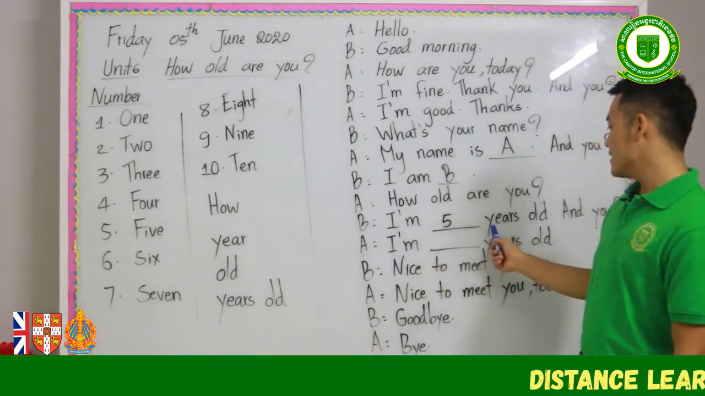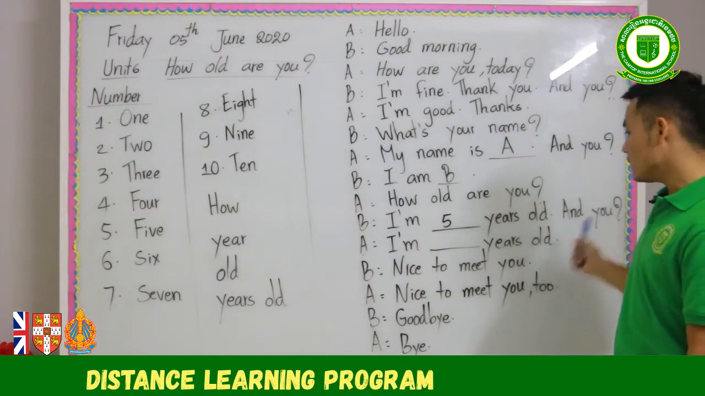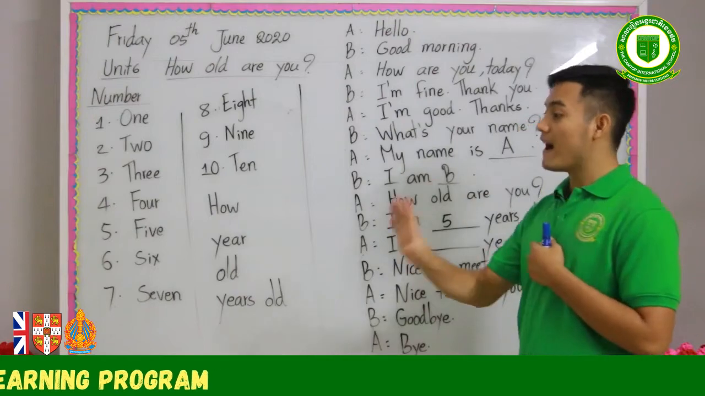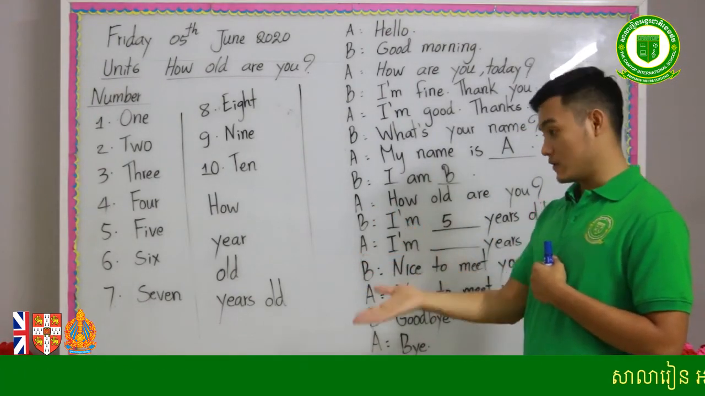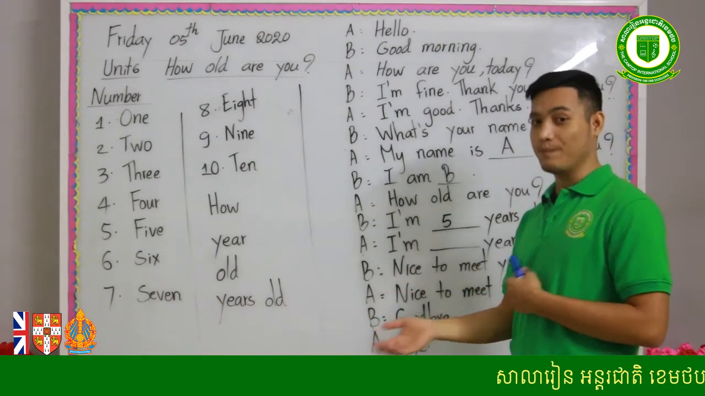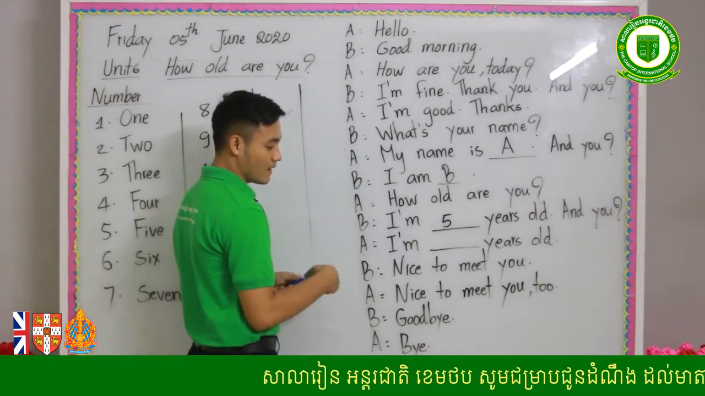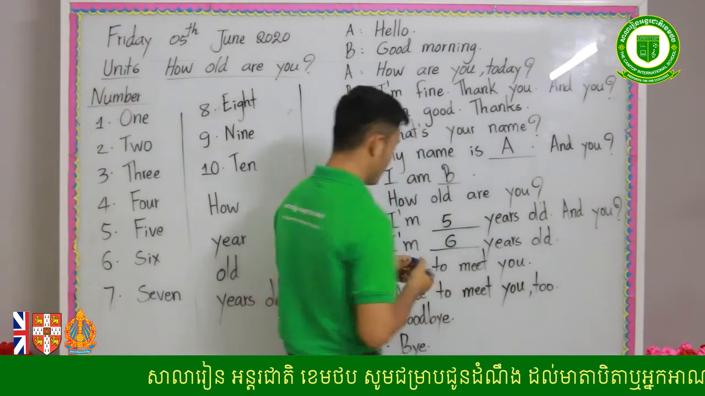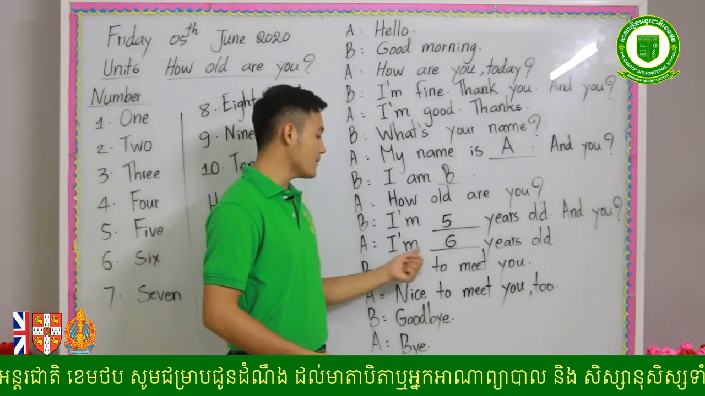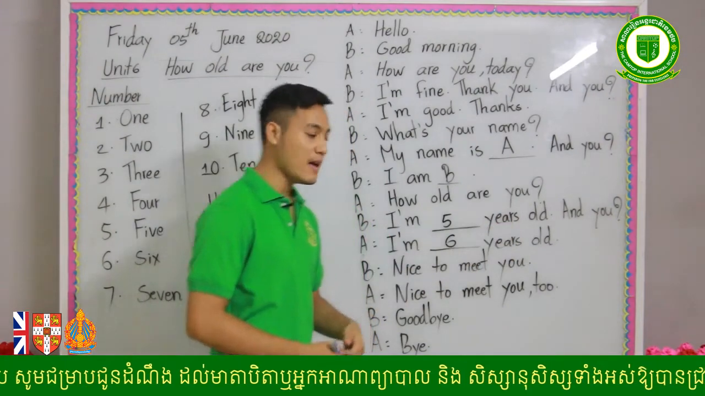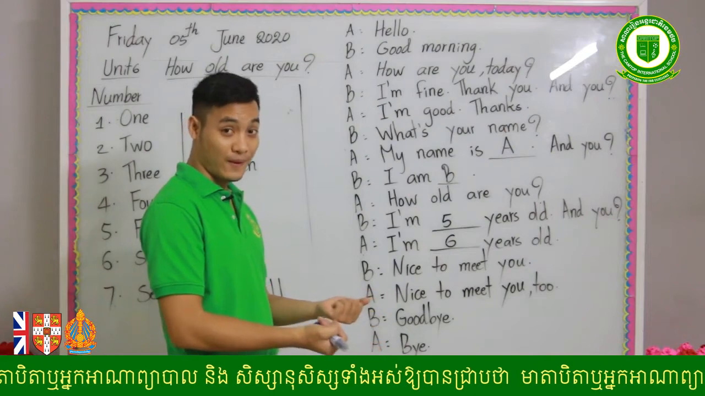I'm 5 years old. And you? Okay, Mr. B. I'm 5 years old. And you? And then Mr. A answer, okay, 6 years old, for example. I'm 6 years old. Together, I'm 6 years old. Mr. A, I'm 6 years old. Okay?